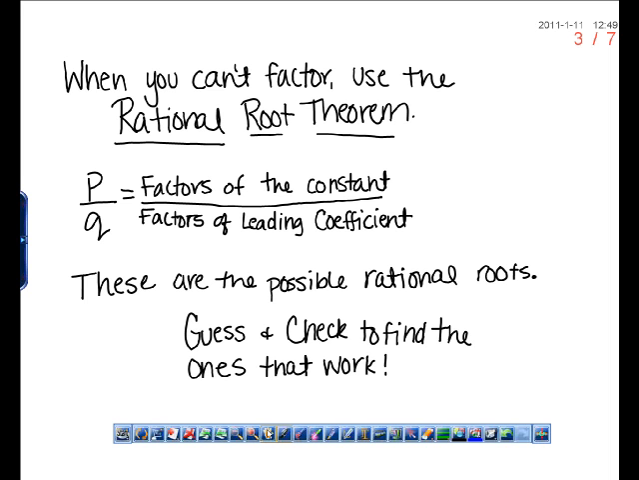So, P is going to represent factors of our constant. Remember, the constant is that term without any variable. And Q is going to represent factors of the leading coefficient. Now, I really don't care if you remember which one's P and which one's Q. I just want you to remember that it's factors of the constant over factors of the leading coefficient. And every combination we can make of those factors over factors, those are possible rational roots.